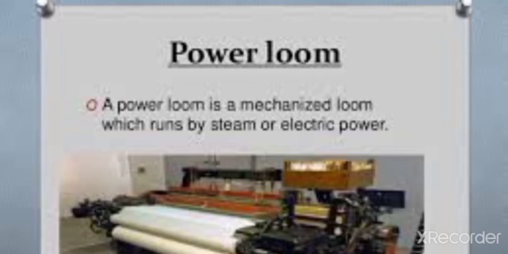Now there are certain power operated looms also. So here in this picture you can see a power operated loom or a power loom. A power loom is a mechanized loom which runs by steam or electric power. So here you need not do anything manually. The input is given in the machines and the machines themselves do the entire process of weaving.